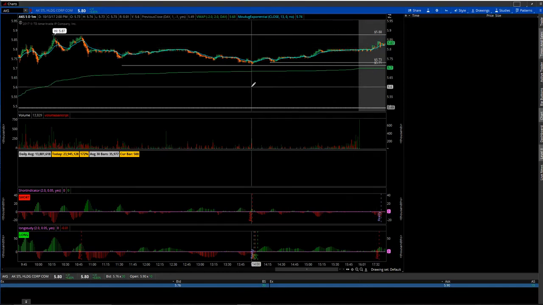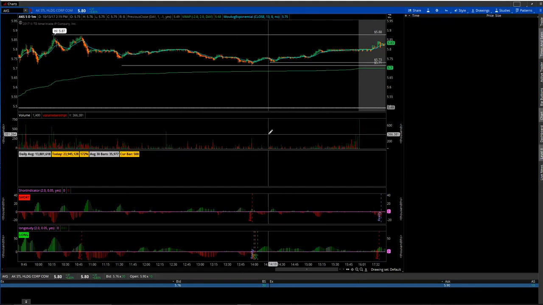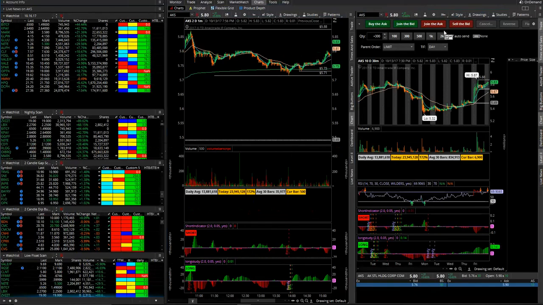All right, that's it, guys. The best place to do this again is on low float runners, because the range and the volatility are so good, and the movements up happen so fast, and you can make a lot of money really quick.